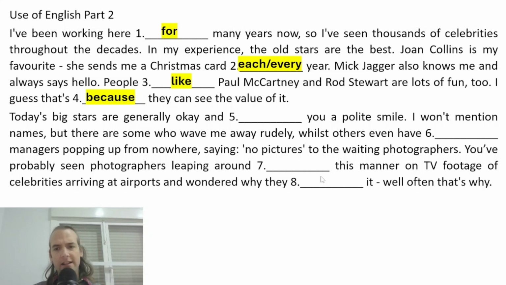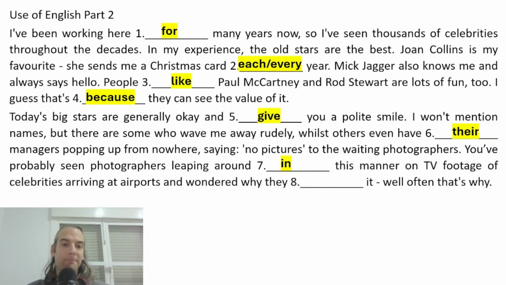Number 5, this is a nice one. Sometimes, if you need a verb, it's going to be a common verb. What sounds good with smile? Talking about celebrities who smile at you. They give you a smile. Number 6, we're talking about celebrities and their managers. It makes sense that celebrities have managers. Number 7, you do something in a certain manner, in this manner. That's just an expression. And number 8, this is a nice one.